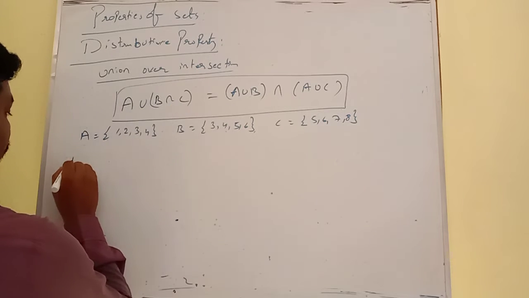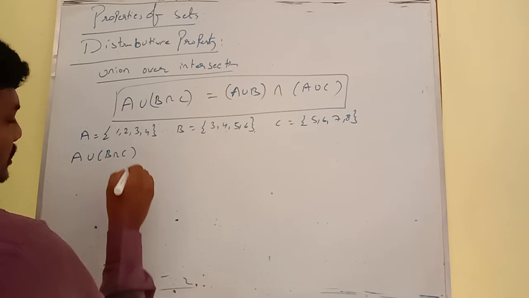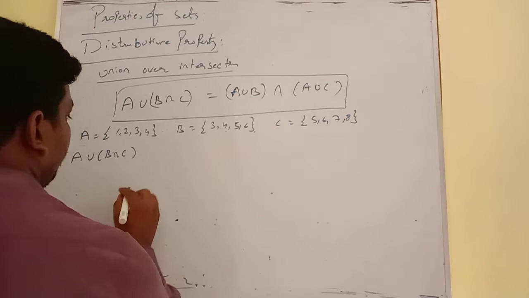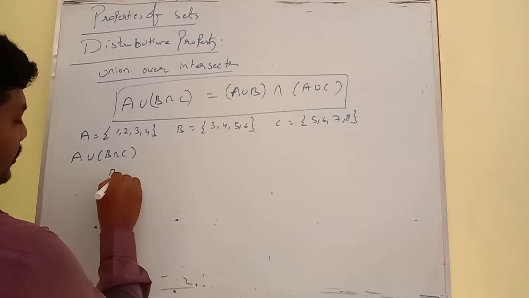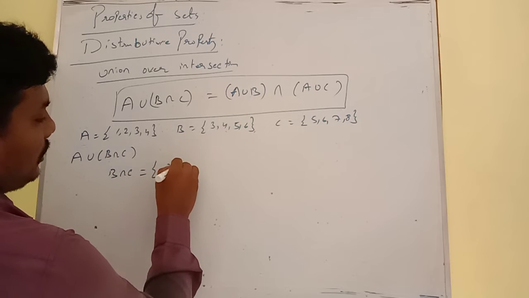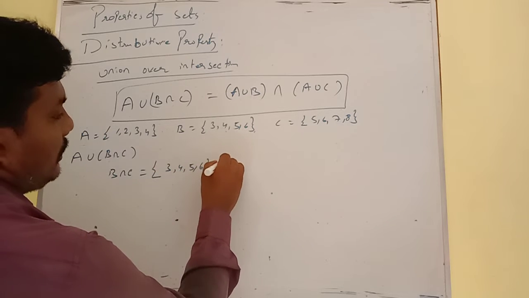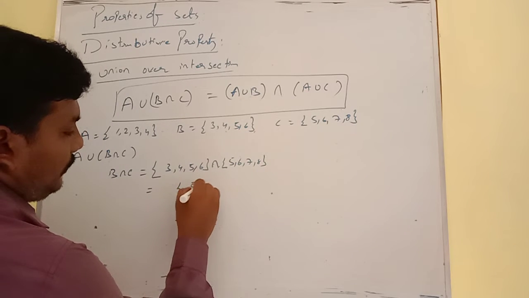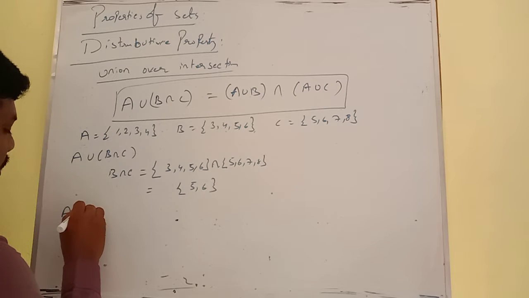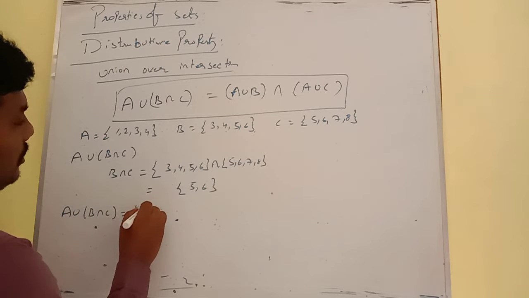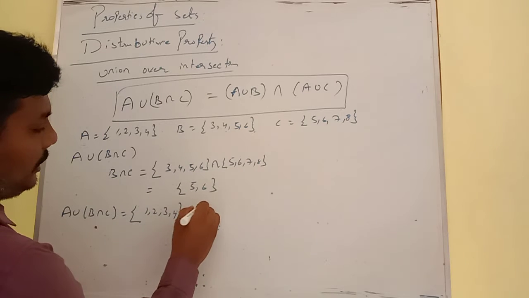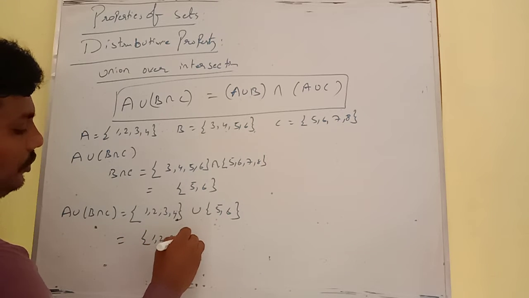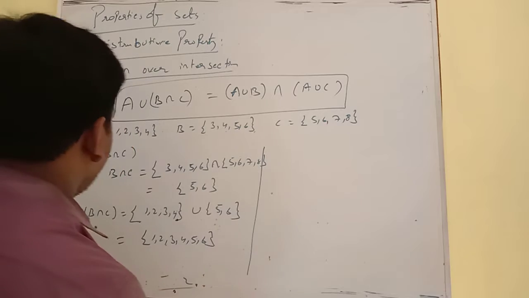So we have to verify the A union B intersection C part. To verify this, we need to consider first the B intersection C part. What is B intersection C? B is 3, 4, 5, 6, intersection C is 5, 6, 7, 8. We consider only the intersection part, that is 5, 6. Now A union B intersection C: A is 1, 2, 3, 4, union the intersection 5, 6. These two union gives 1, 2, 3, 4, 5, 6. So this is the LHS part.